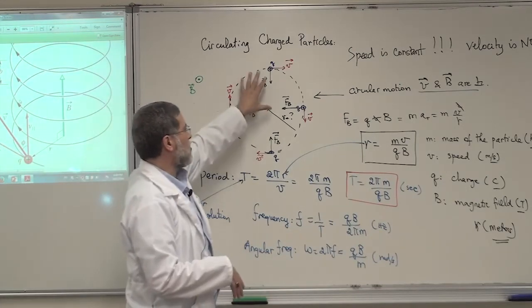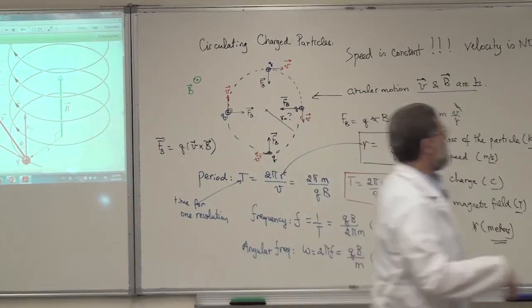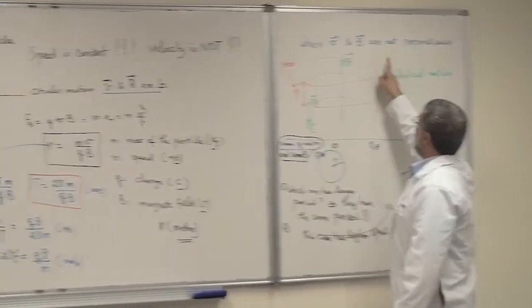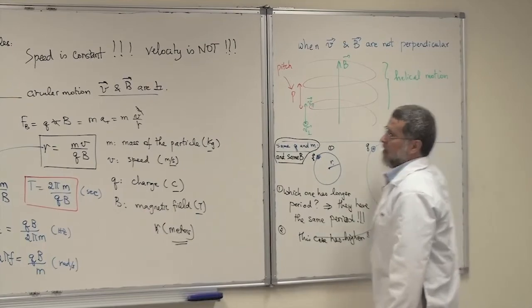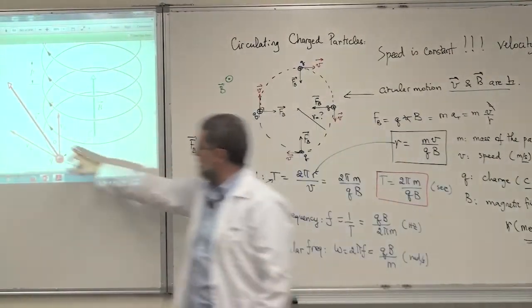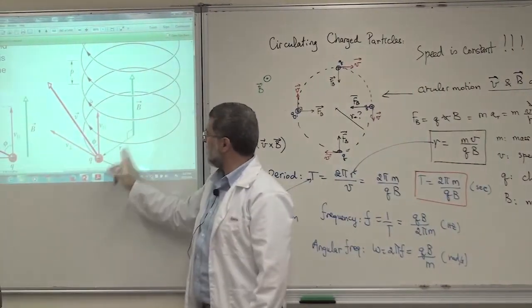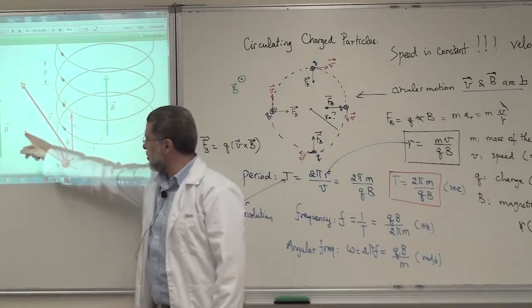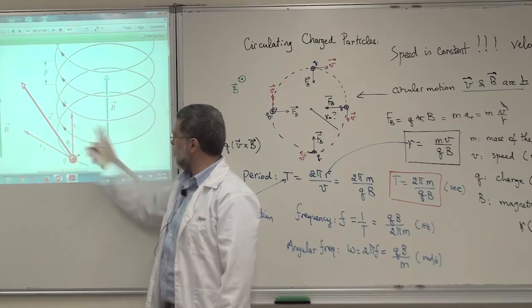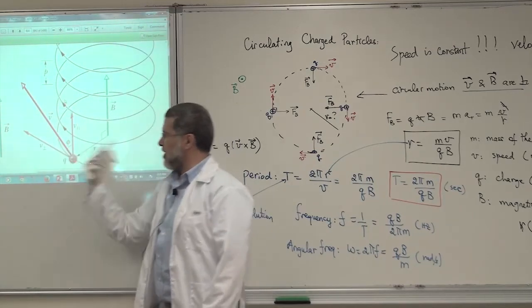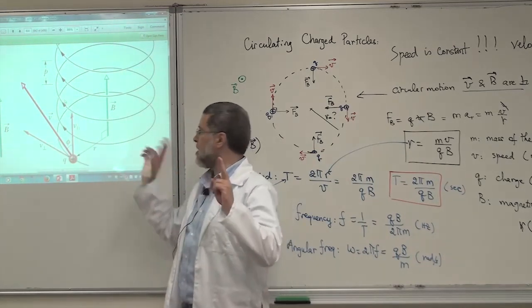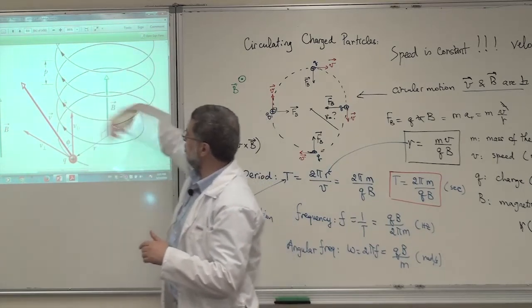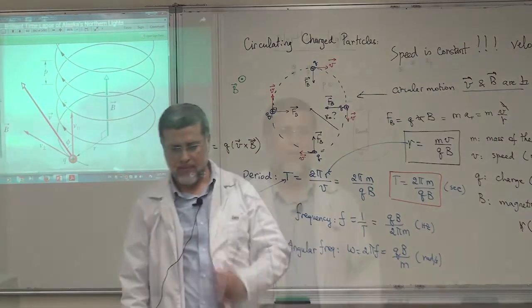We have circular motion when V and B are perpendicular, and we have a helical motion when V and B are not perpendicular. There's an angle phi between them, and that angle phi is here. This is V and this is B. You can see they are not perpendicular to each other. The V has two components, the perpendicular and the parallel. This parallel will make it move up, and the perpendicular will make it move in a circular motion. So you have two motions, a circular and a translation, and the whole motion will be a helical motion.